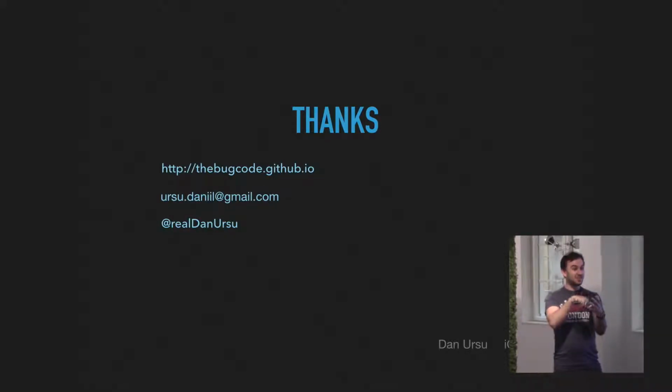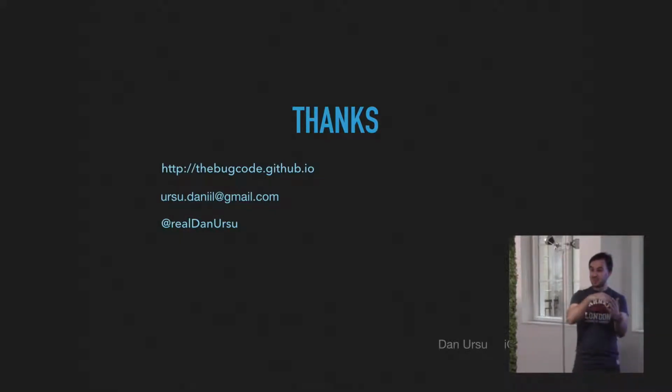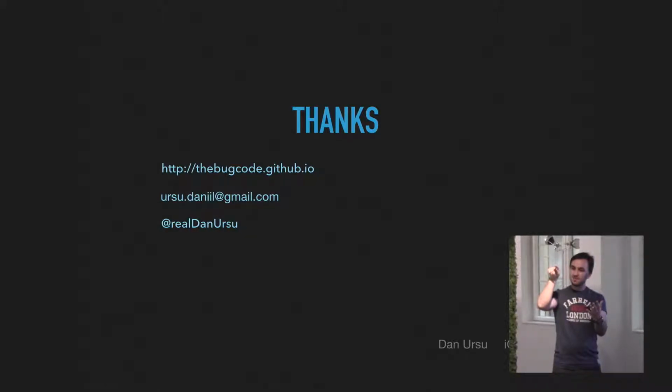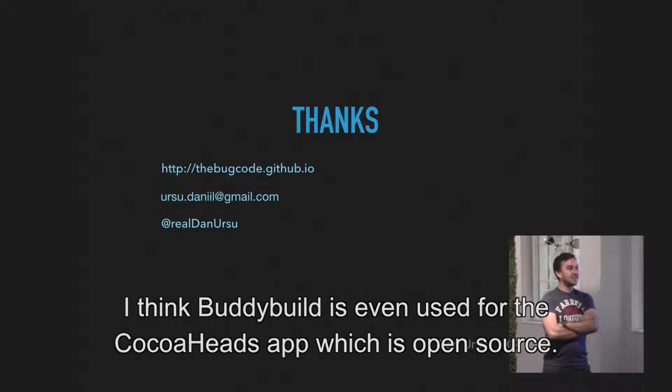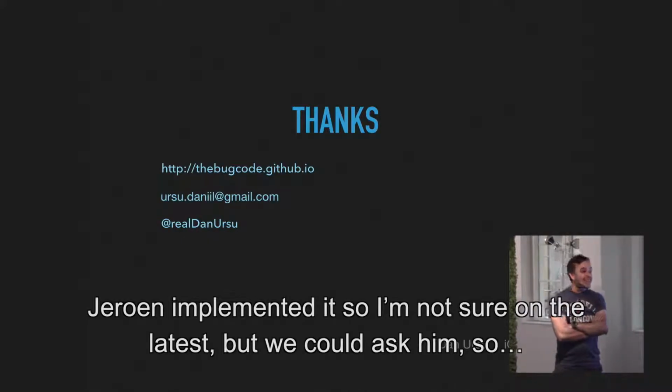Nice. Check this out, the framework that Apple uses for games, right? Record the video, and you're going to see your app crashed, and here's the video of what the user was doing before that, and they're going to point to the line of source code that crashed. So, yeah. I think early builds even used the CocoaHeads app, which is open source. We only implemented it, so I'm not too sure on the latest, but we could ask.